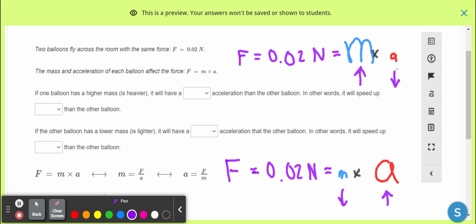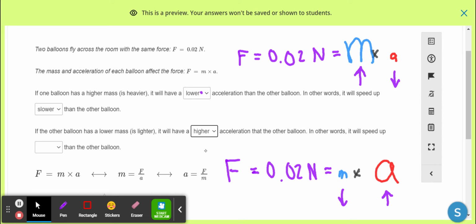It has less inertia. So a heavier balloon is going to have a lower acceleration, which means it's going to speed up slower than the lighter balloon. The lighter balloon is going to have a higher acceleration. It's going to get going faster and faster compared to the heavier balloon.